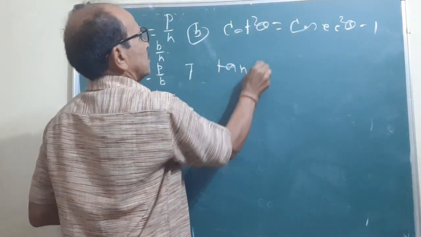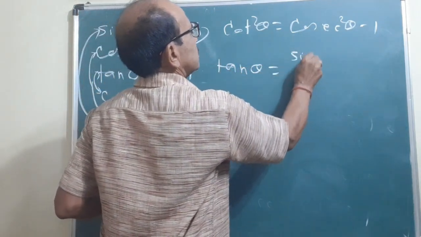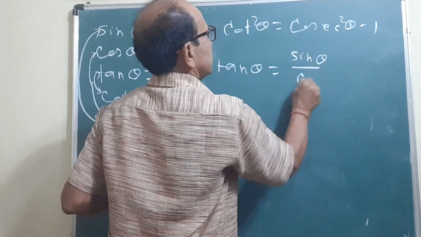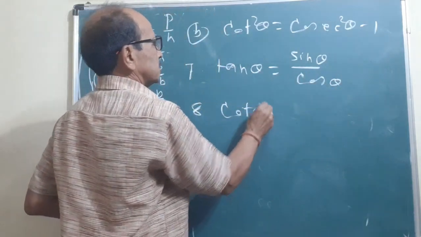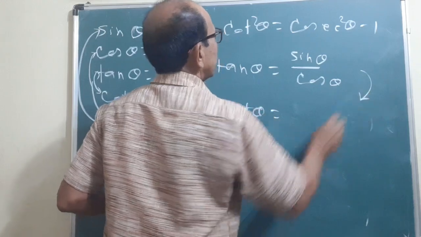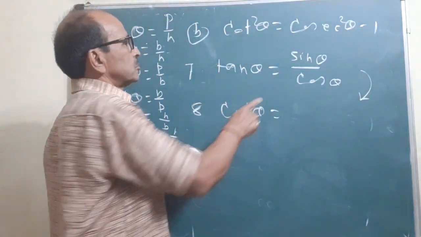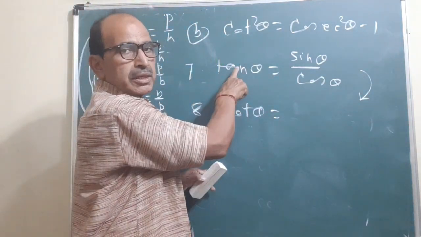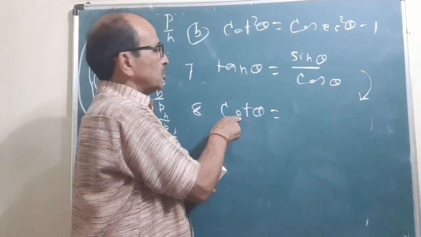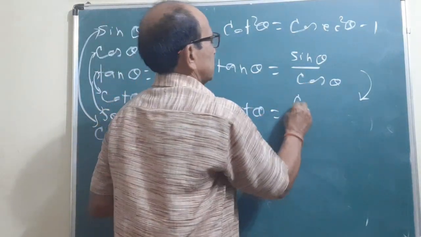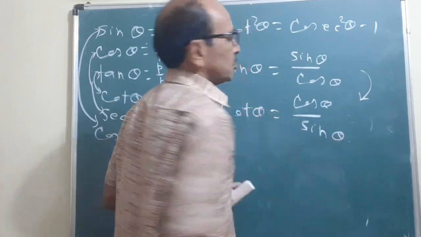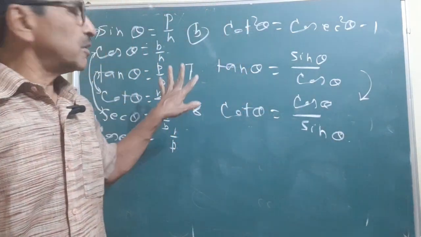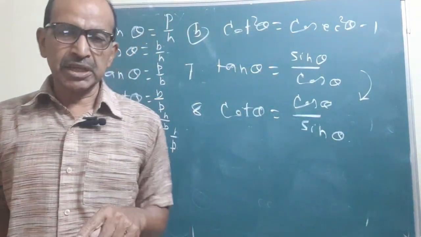Tan theta is equal to sin theta by cos theta, and cot theta is the reciprocal of tan theta. So cot theta is equal to cos theta by sin theta. So in class 10th only these 8 formulas are sufficient.